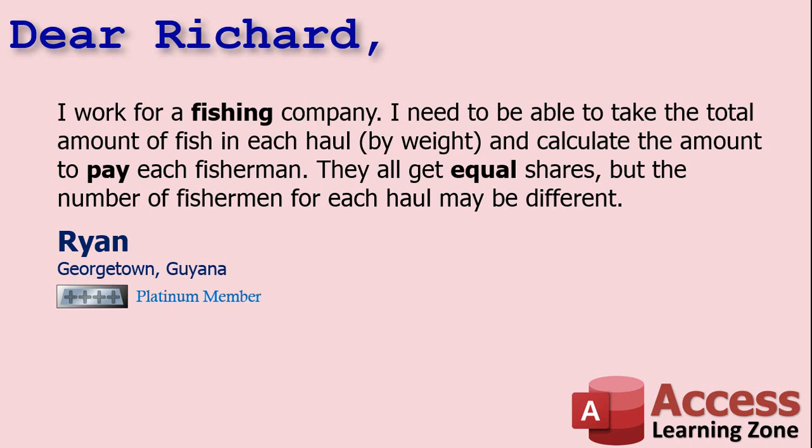So we're going to use, let's call it, a job table. Each haul will be a job, okay? And then we'll assign fishermen, let's call them employees or whatever, to that job. So whether you've got sales reps sharing a commission on a sale or fishermen sharing a commission for a fishing haul, it's all the same technique. So let me show you how I would set this up.